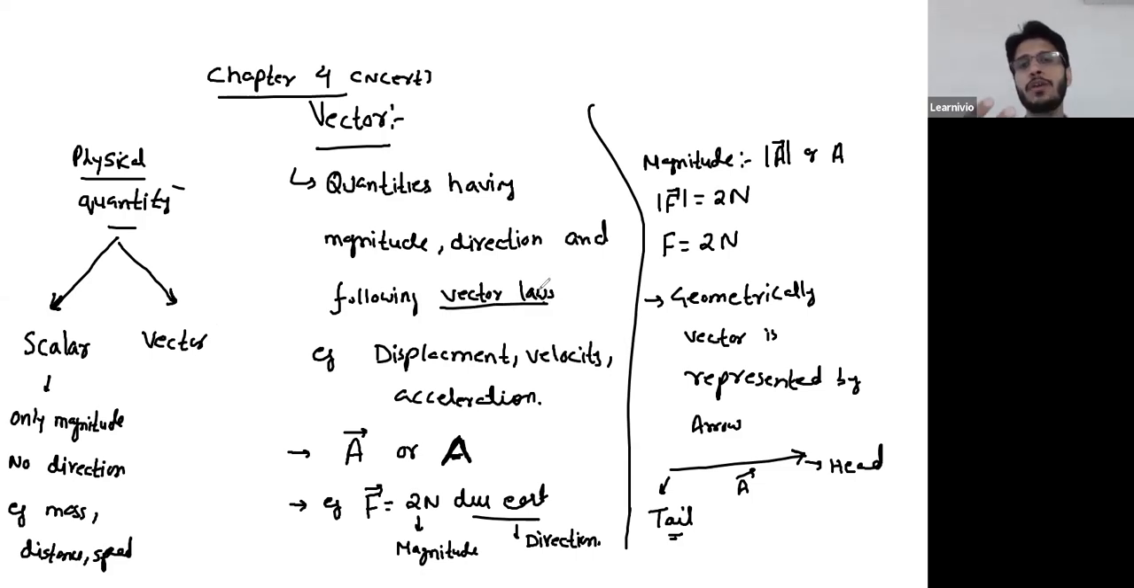Like you can't add vectors algebraically. In vectors, 2 plus 2 is not always 4. In vectors, 2 plus 2 could be 0, 2 plus 2 could be 1, 2 plus 2 could be 3, but it's not always 4. So these are vector quantities, which have magnitude as well as direction, and they follow vector laws. Just note it down and let me know if you have any doubt in it.